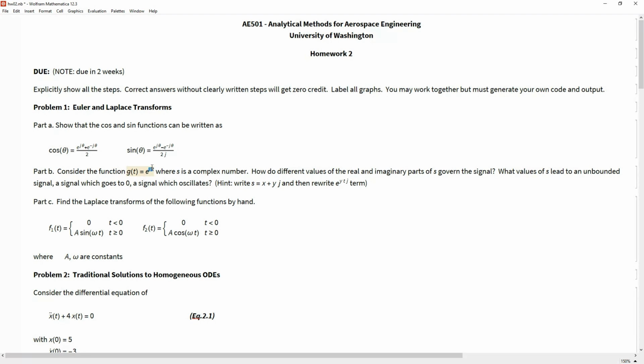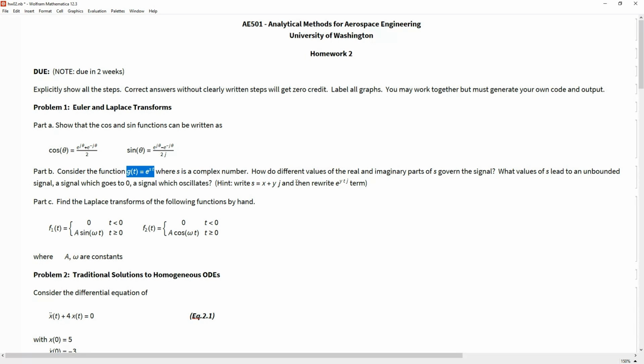Now, what if s is not just real? What if it has complex components to it as well? s is a complex number. So now I'm asking, what happens to this function? How does it behave as the value of s moves around the real-imaginary plane? Just ask yourself, what if it was purely real? What if it was purely imaginary? What if it's a combination of real and imaginary? How does that affect the behavior of this e to the st function?